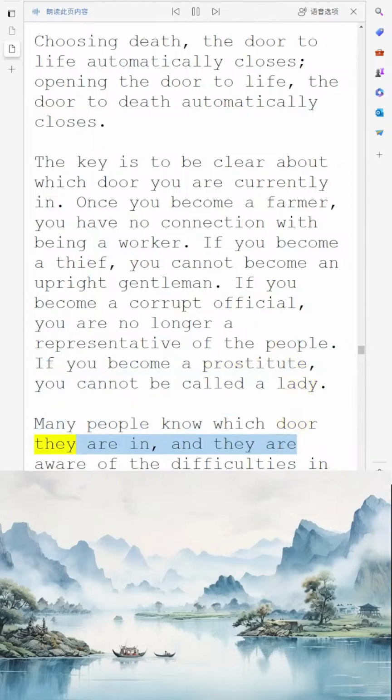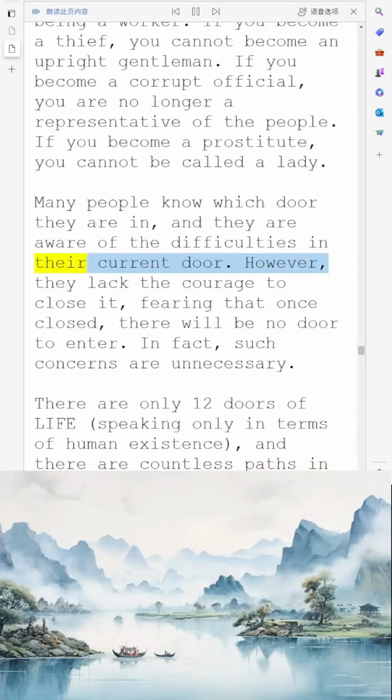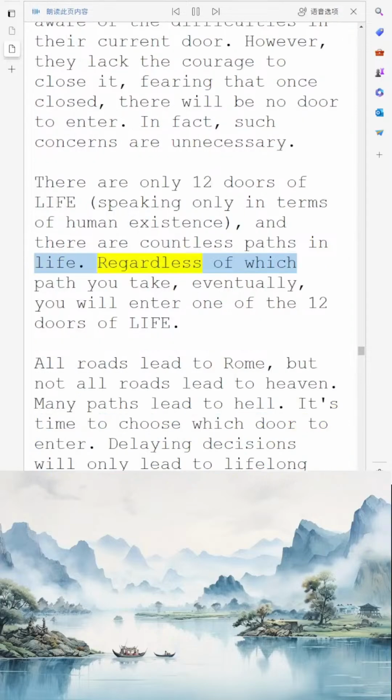Many people know which door they are in, and they are aware of the difficulties in their current door. However, they lack the courage to close it, fearing that once closed, there will be no door to enter. In fact, such concerns are unnecessary. There are only 12 doors of life, speaking only in terms of human existence, and there are countless paths in life. Regardless of which path you take, eventually, you will enter one of the 12 doors of life. All roads lead to Rome, but not all roads lead to heaven. Many paths lead to hell. It's time to choose which door to enter. Delaying decisions will only lead to lifelong regrets.